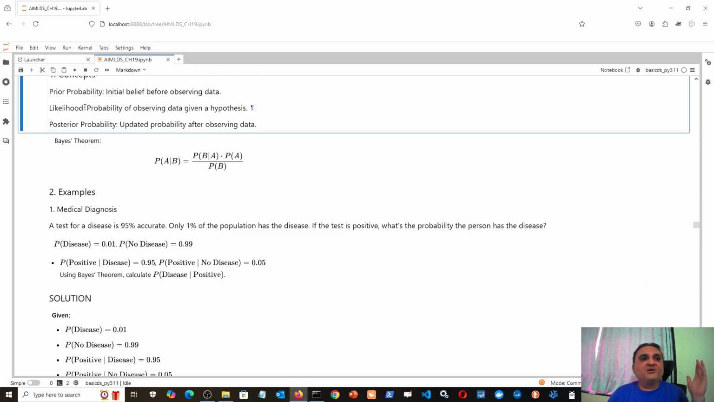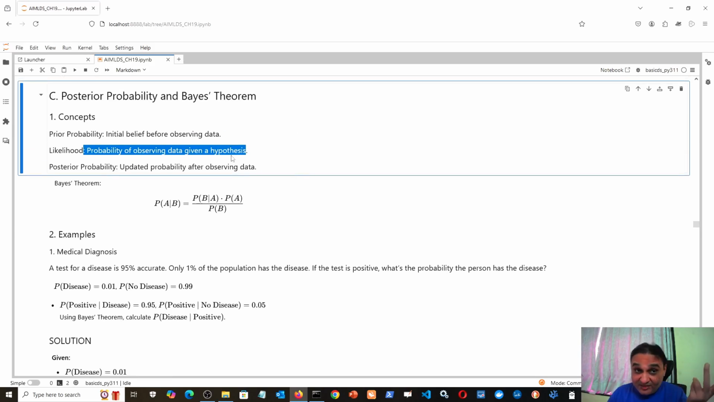Then likelihood is the probability of observing the data given some hypothesis. Now this is a totally different thing: you make a hypothesis that out of my sample of 100 patients, at least 5 should be having tuberculosis. So that is your hypothesis.